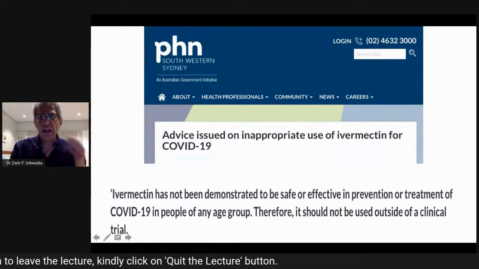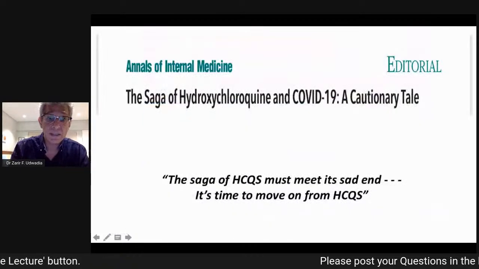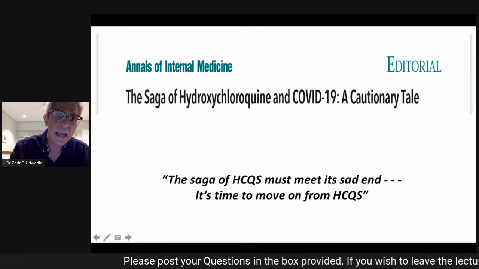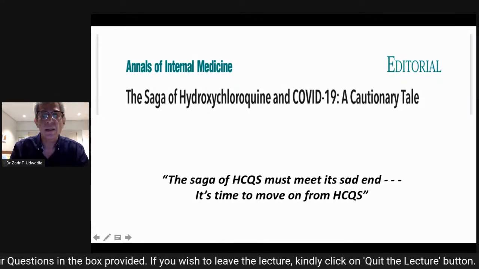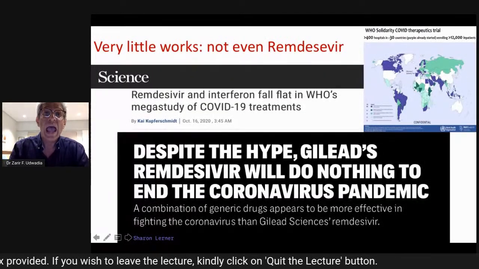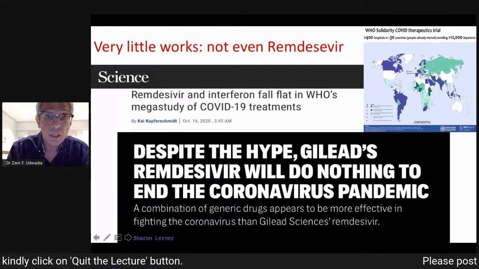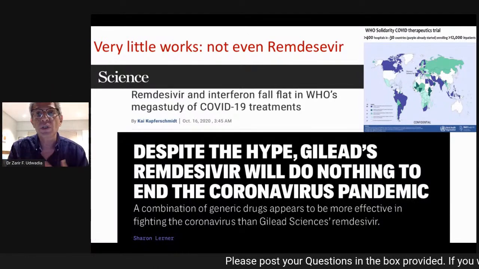And there are recommendations after recommendations against using drugs like ivermectin, drugs like HCQS. As this recent editorial in the Annals said, the saga of HCQS must meet its sad end. It's time to move on. And even 2 days ago, of a drug in which the international community had invested so much, not just financially, but in terms of hope.